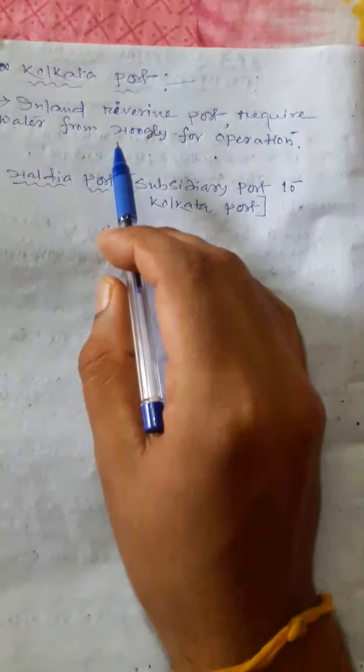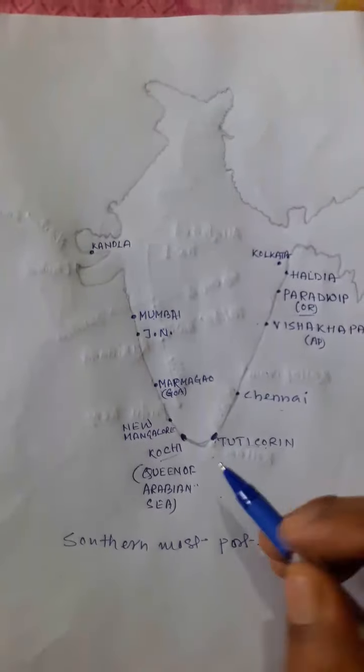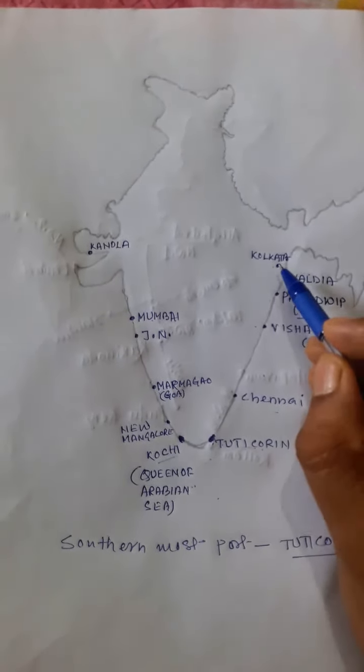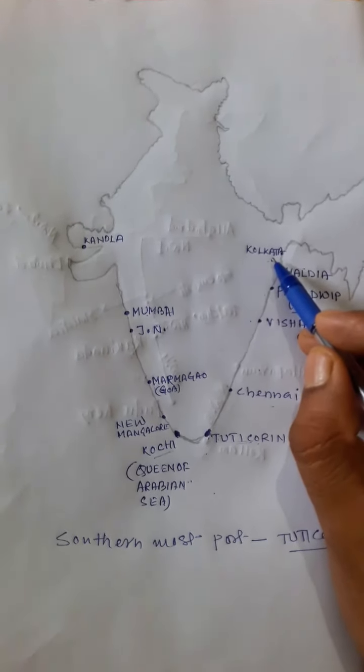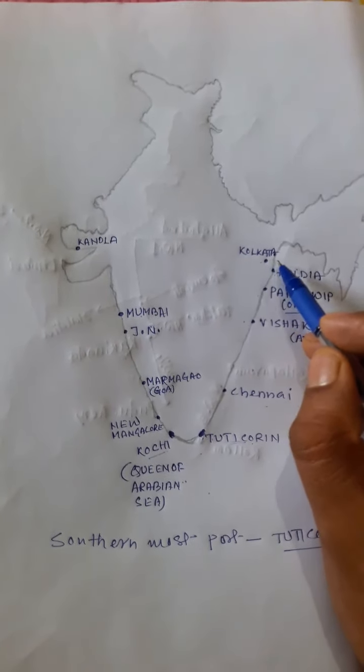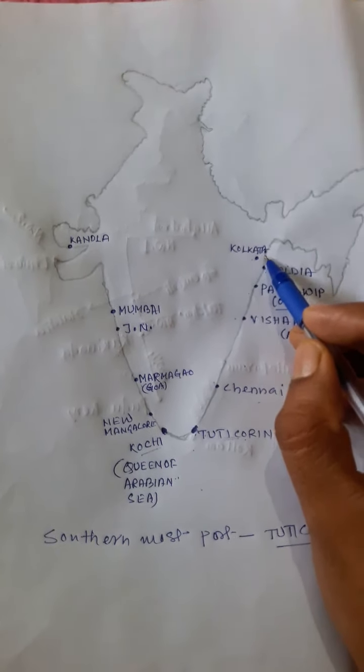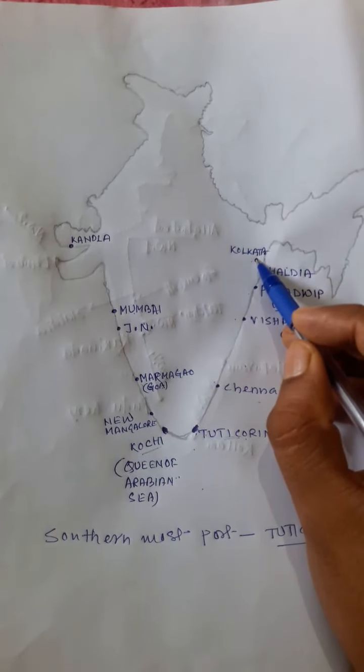First of all, let me explain to you the importance of Kolkata Port. Now this Kolkata Port is the inland riverine. Now if you see the points, all these points are on the coastal line, but this point is not on the coast. So this port is not set up on the coastal areas of our country, but it is made on the river. That's why this is an inland riverine port.